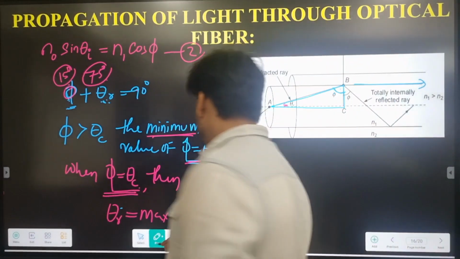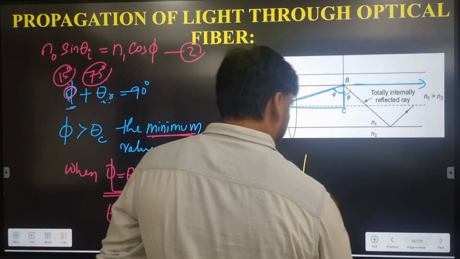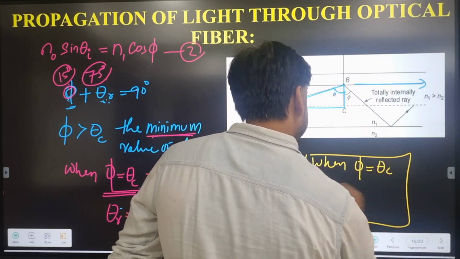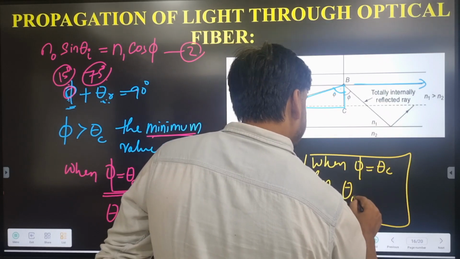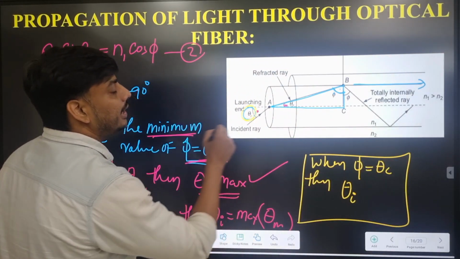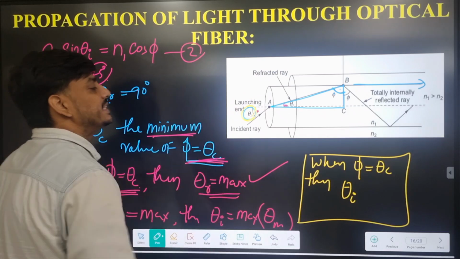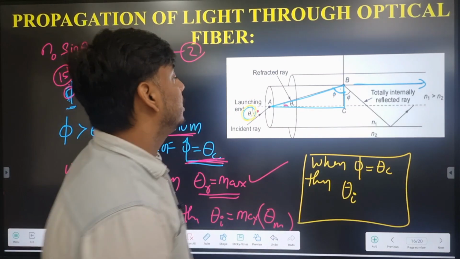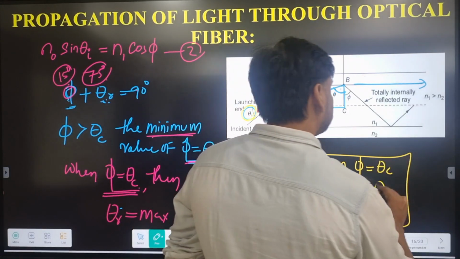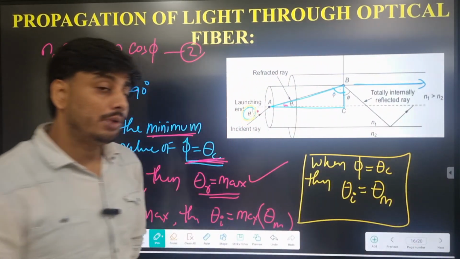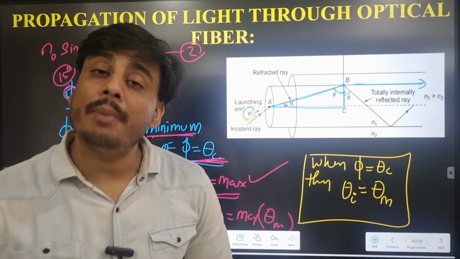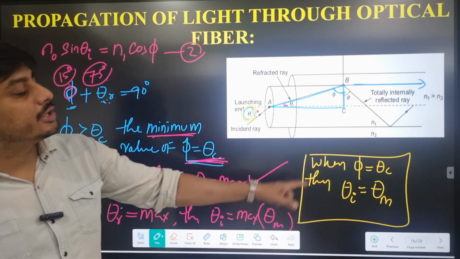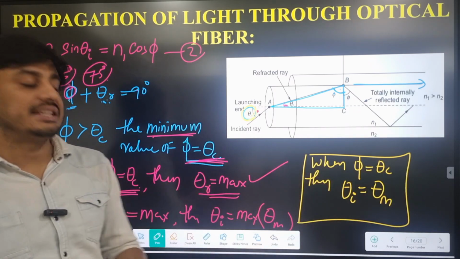So we get the condition that when phi equals theta c, then theta i, meaning the angle with which the ray of light is projected or incident on point A, which is the center or axis of that core, equals the maximum, theta m. We are going to find the maximum angle with which we can project light so that total internal reflection takes place, and this is nothing but theta m, which is said to be the acceptance angle.